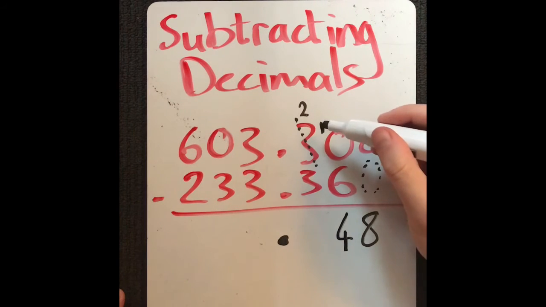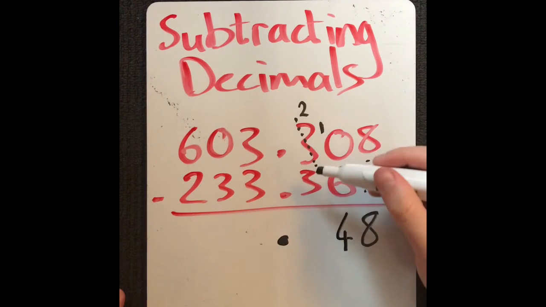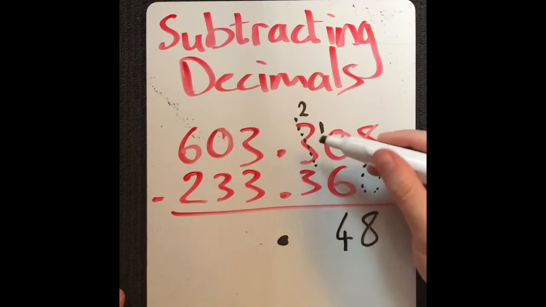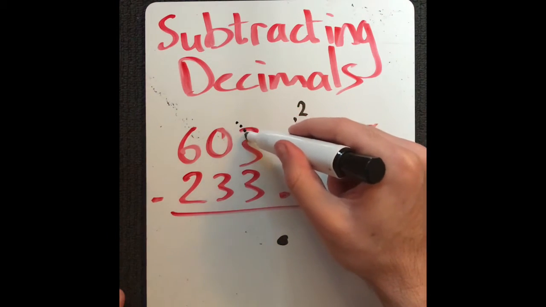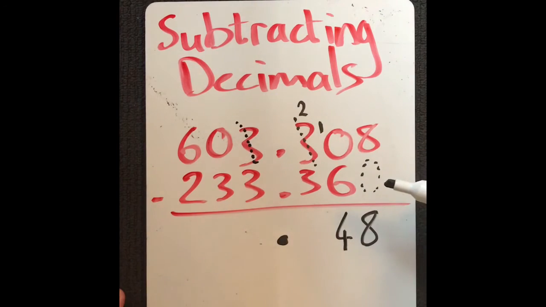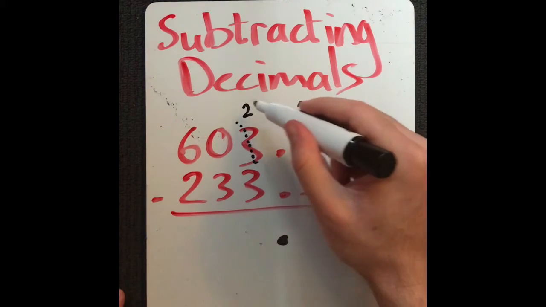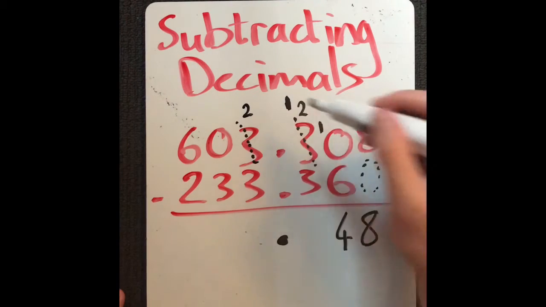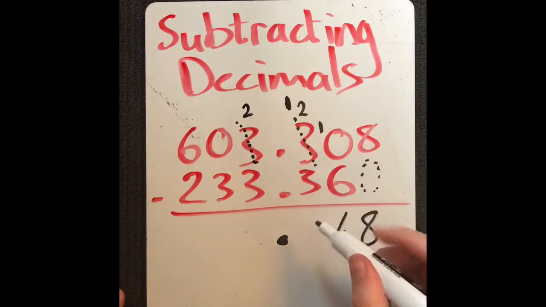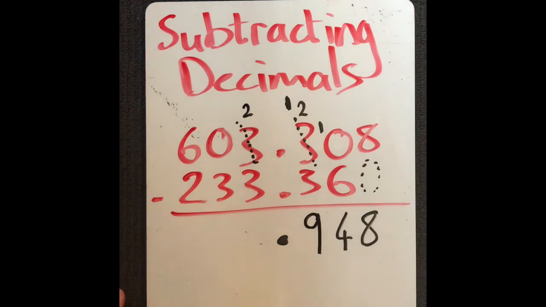Moving on to our next column, we've got 2 minus 3 now. Again, this is a bit more tricky. So we're going to have to borrow from our ones column. That 3 is going to become a 2, and that 1 that we are borrowing is going to come over here. And it's going to become 12 minus 3, which is 9.